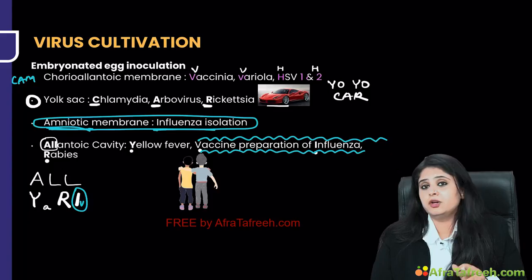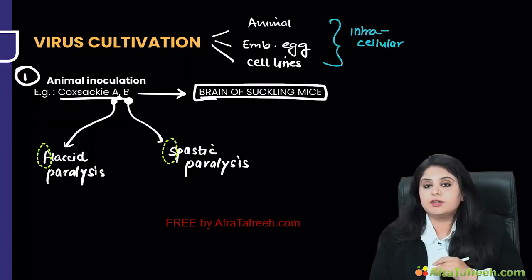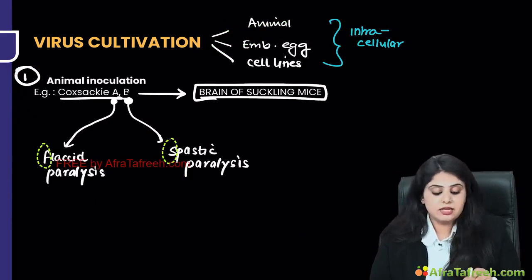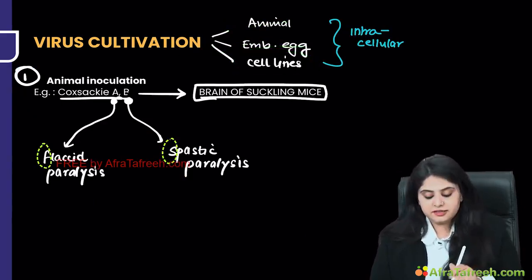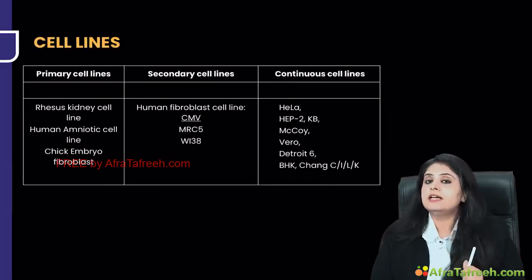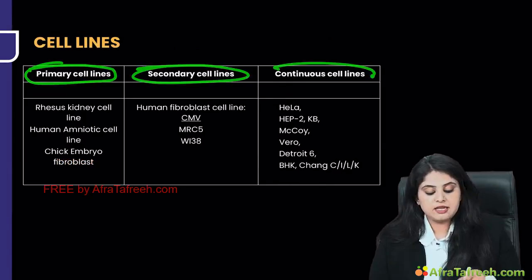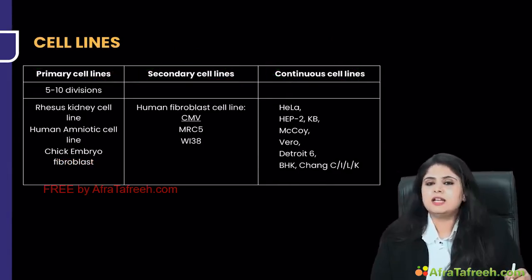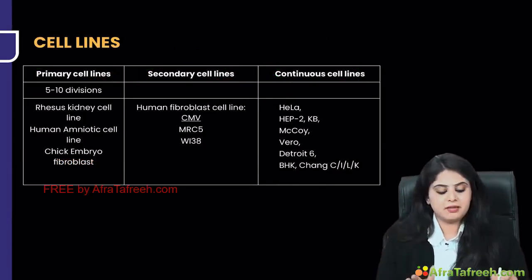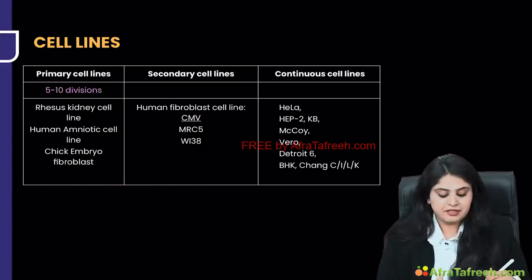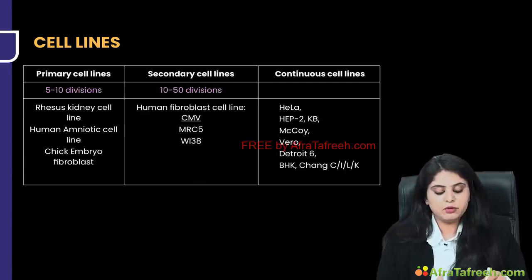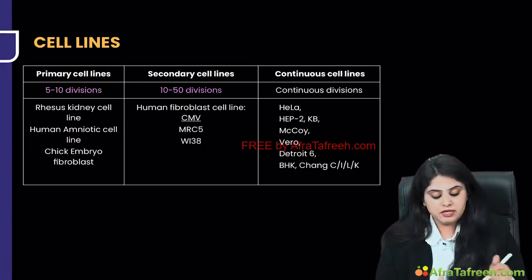One very difficult topic that you have, I hope we have sorted it. So animal growth done, embryonated egg growth done. But what is practical is that in the lab we use cell lines. How many types of cell lines do we have? Primary, secondary and continuous. Primary will allow cells to divide approximately 5 to 10 times. Secondary will allow a little more, 10 to 50 times. Continuous will allow unlimited division.